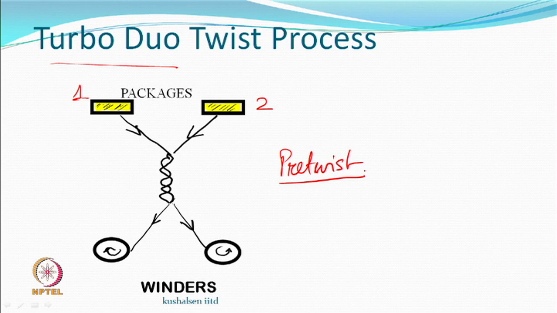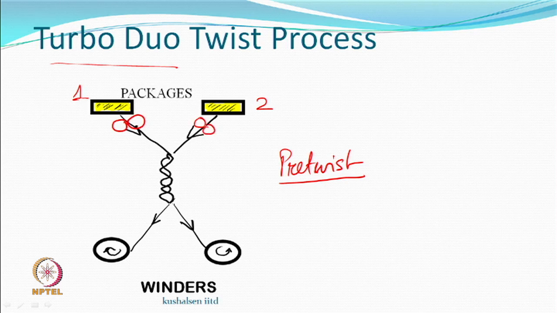Any method. You can just do this and you have a twist. And then whatever length and whatever twist per meter you wanted, you give, and after that just go away. Just remove the yarn from here and from here and then start winding. So, actually you should have a feeding mechanism.